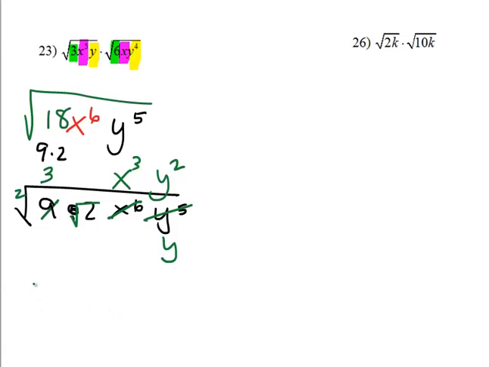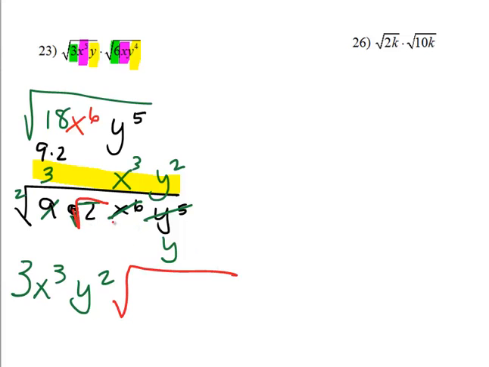So what I have left, all of this is on the outside: 3x to the 3rd, y to the 2nd. On the inside is square root of 2 times the square root of y. One of the reasons I do it like this is, A, it keeps track of what I've worked on already, and also it lets my brain say, oh, remember division problems? And it makes it a little easier to handle.